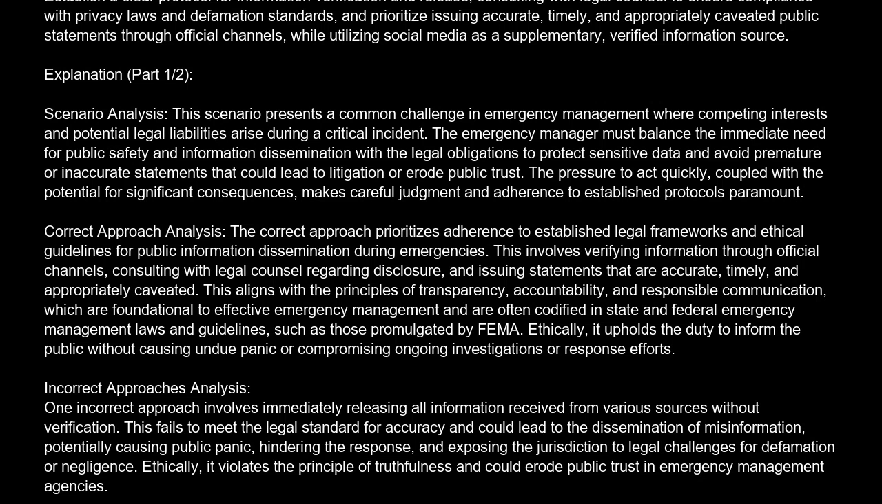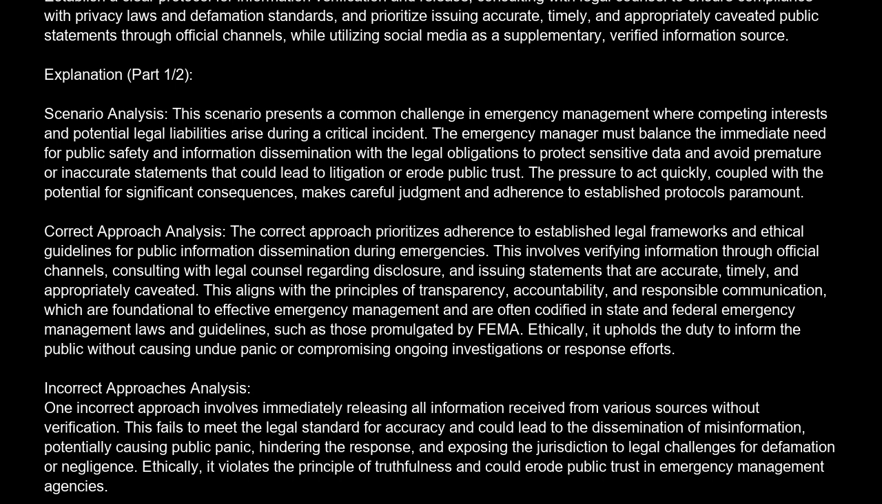Correct answer is A. Establish a clear protocol for information verification and release, consulting with legal counsel to ensure compliance with privacy laws and defamation standards, and prioritize issuing accurate, timely, and appropriately caveated public statements through official channels, while utilizing social media as a supplementary, verified information source.